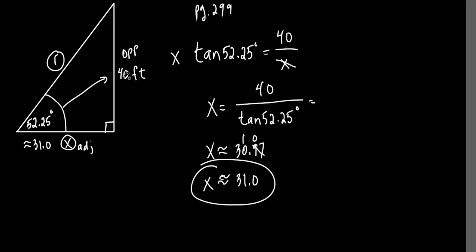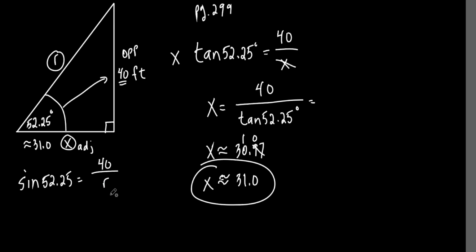We're going to use this angle. We already knew this was 40. It's exactly 40. So look what I have. I got opposite and I got hypotenuse. So which trig function are we going to use with opposite and hypotenuse? We've already used it once. That would be the sine. So we take the sine of 52.25 and set it equal to the opposite, which is 40, over the hypotenuse, which is r.